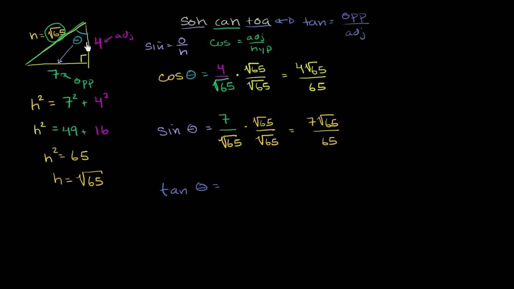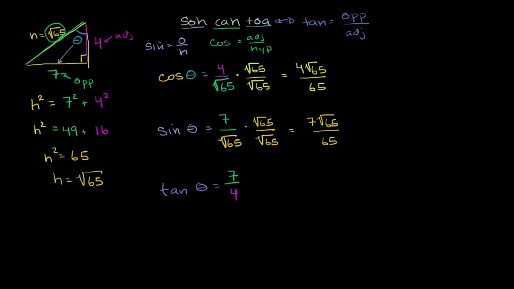We've already figured it out. It's 7. It opens into the 7. So it's 7 over what side is adjacent? Well, this 4 is adjacent. So the adjacent side is 4. So it's 7 over 4. And we're done. We figured out all of the trig ratios for theta.